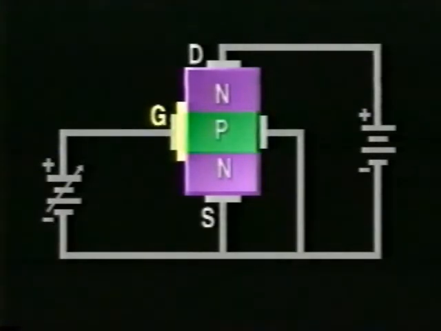One word of caution about MOSFETs. The thin insulating layer of silicon dioxide can be easily ruptured with any type of transient voltages, including static electricity.